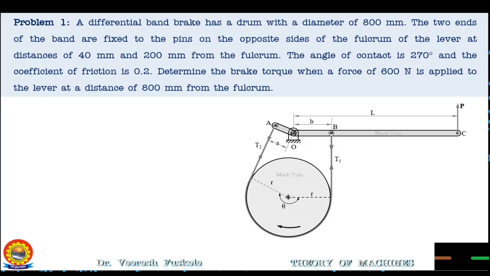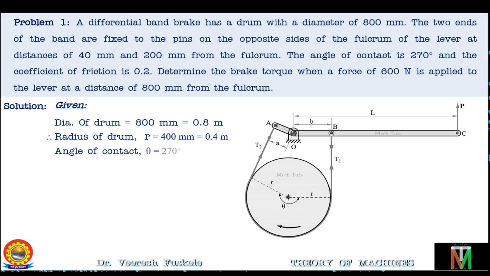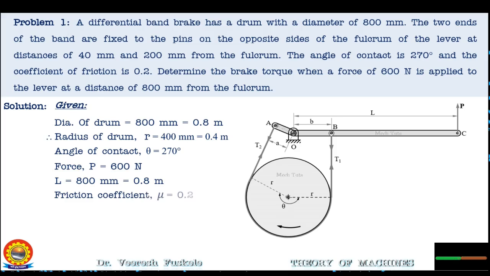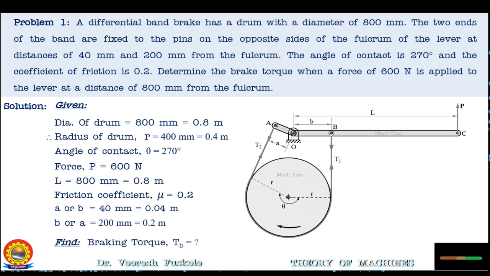As always, let's write what is given. The diameter of the drum is 800 mm, that is 0.8 meter. Therefore, the radius of the drum will be 0.4 meter. Angle of contact is 270 degrees. Force P is 600 Newton. The length L, that is the distance of the point of the applied force to the fulcrum, is 0.8 meter. Friction coefficient is 0.2. The distances A or B can be 40 mm. Similarly, B or A can be 200 mm depending on the configuration. And we have to find the braking torque TB.